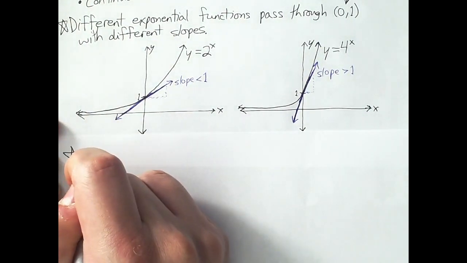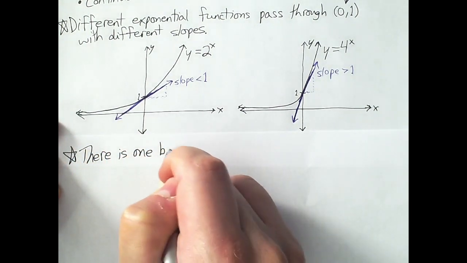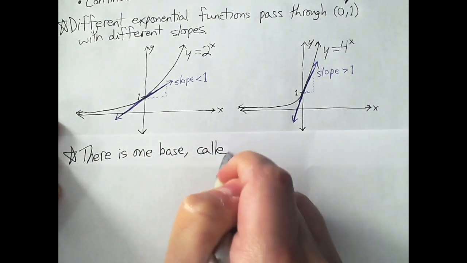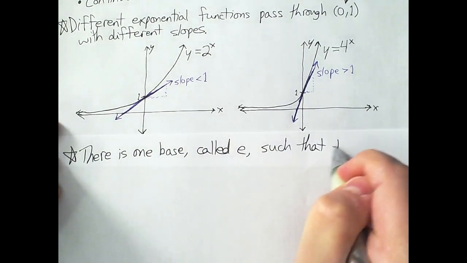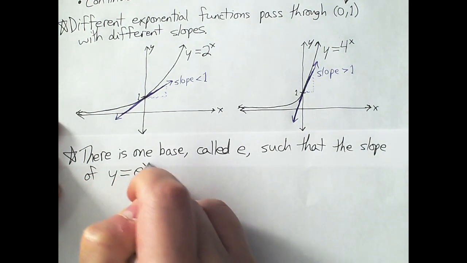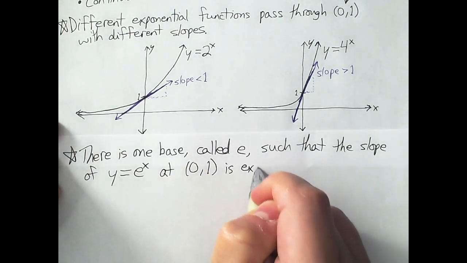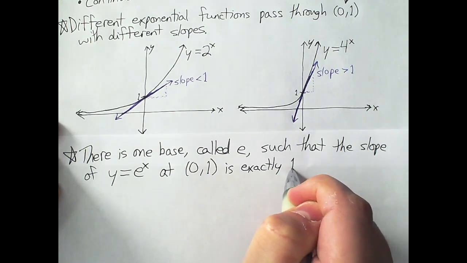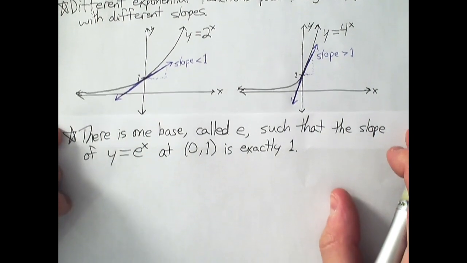Well, did you know that there is one base called e such that the slope of y equals e to the x at 0, 1 is exactly 1? Yeah, that's the base that we're most interested in, I guess. That base actually would look, let's see here.